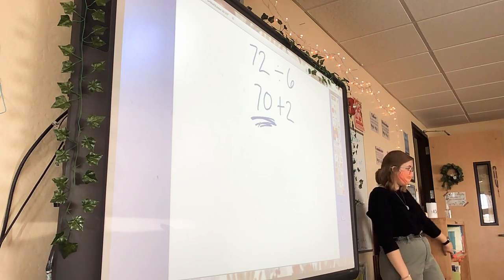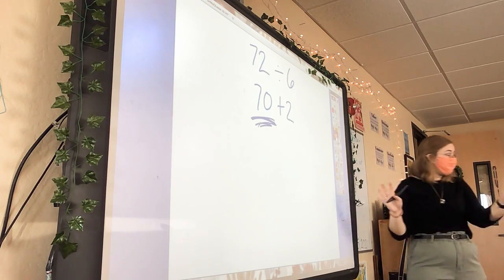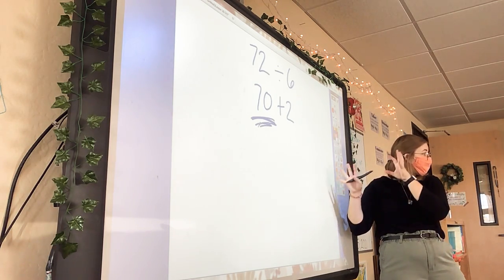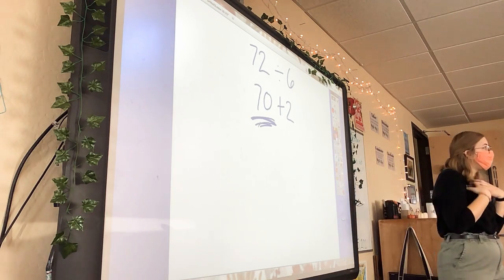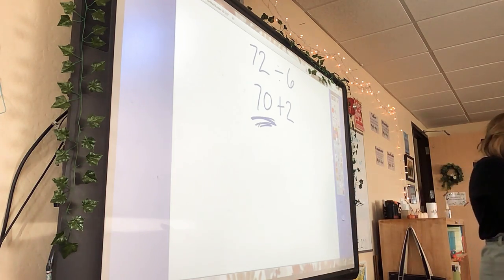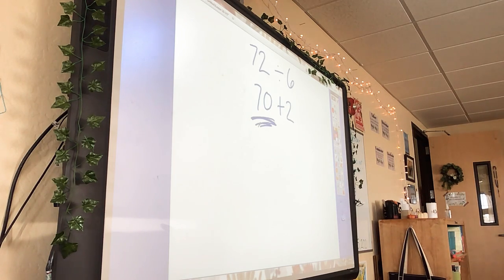It's 42, isn't it? So the point of today is to try to do it in our head. So we're not doing the standard algorithm. I don't know 72 divided by 6 off the top of my head, so I've got to move it around. Yes. Okay, thank you. No, you want to keep it the same. Okay, keep it the same.